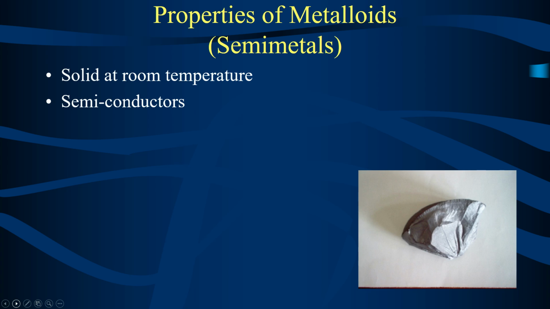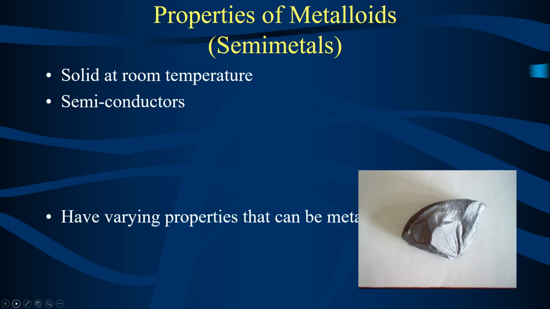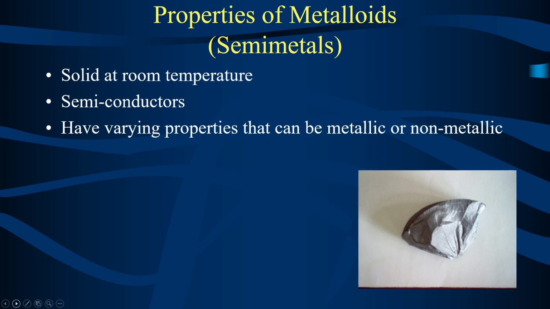That's one of the areas, because by manipulating their temperature, we can manipulate their conductivity at the most basic level of it. All right. They have varying properties that can be metallic and non-metallic at the same time. So silicon, number 14 on the periodic table, it's really interesting the different ways that we can manipulate that, depending on what we need to do.